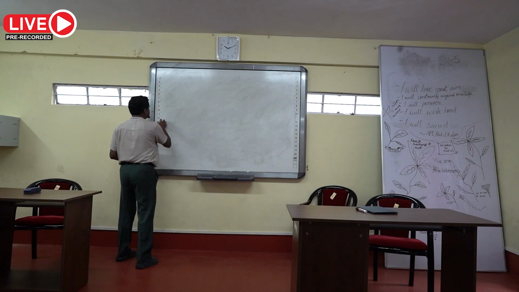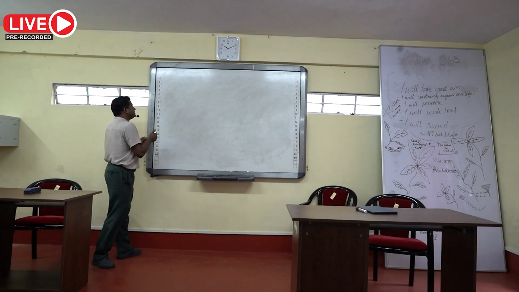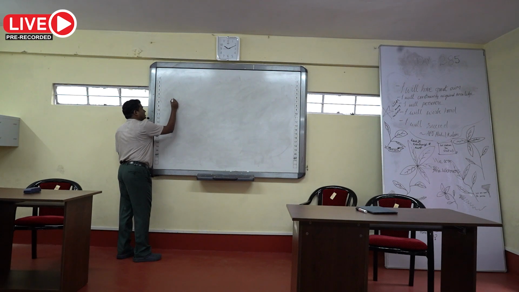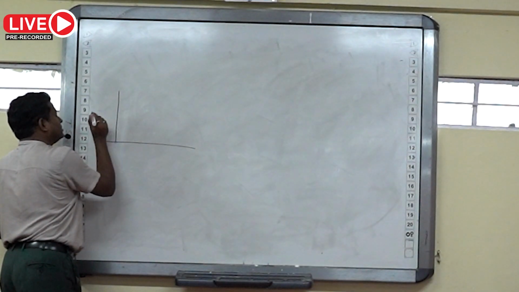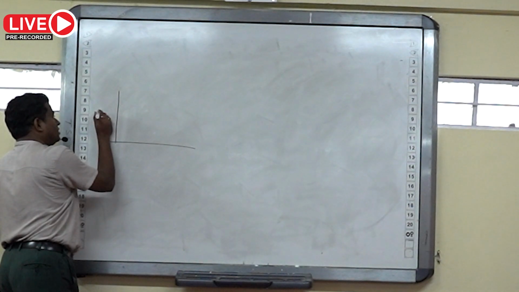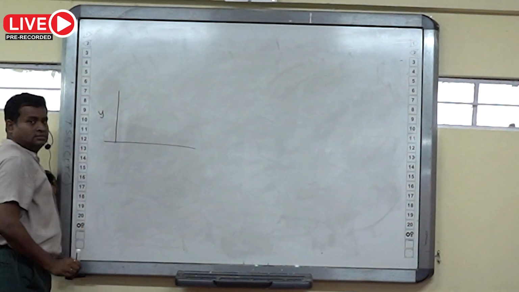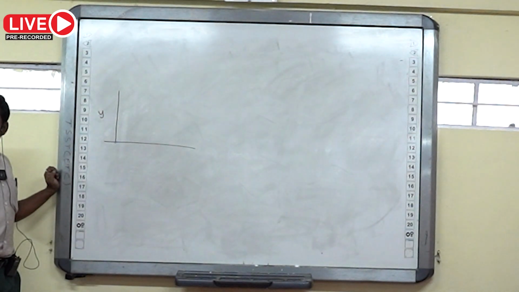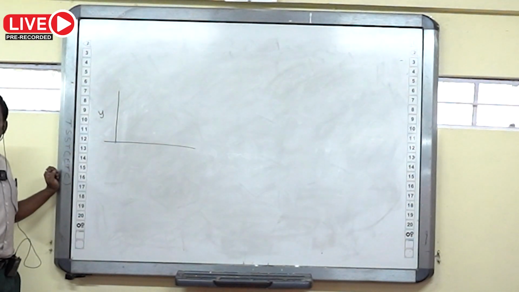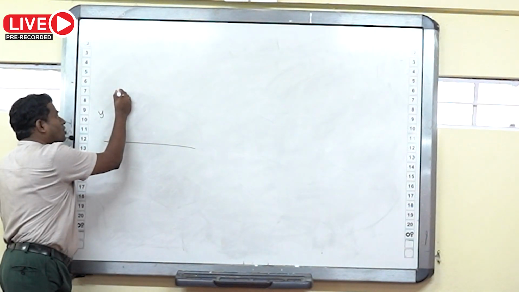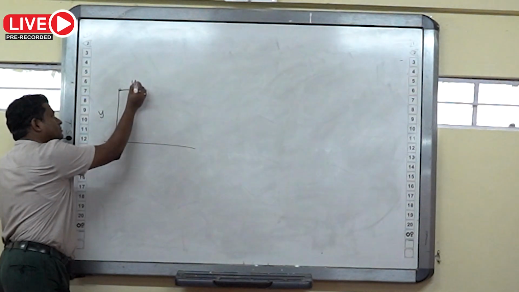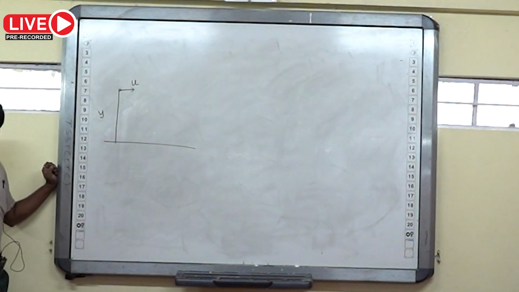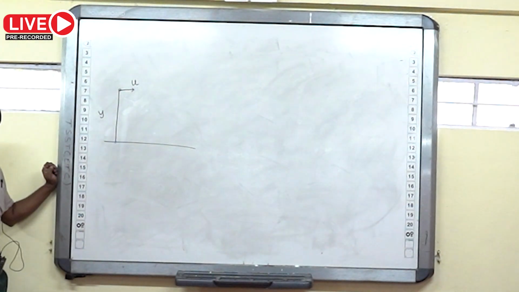So first we will consider the simplest case, that suppose this one is a tower having some height y, and we consider a stone is thrown horizontally with some velocity u. We neglect air resistance and all these things.